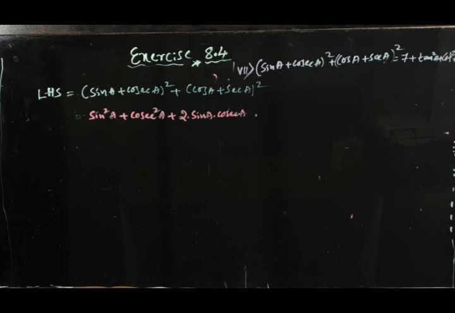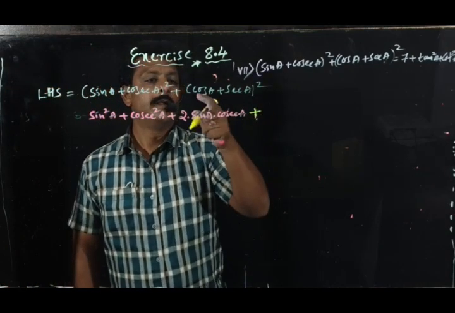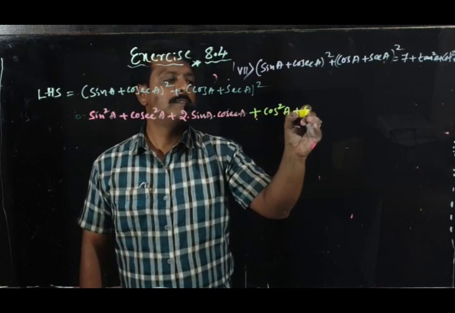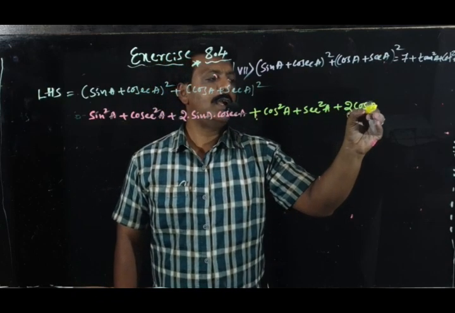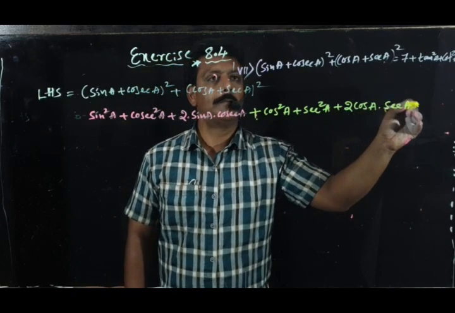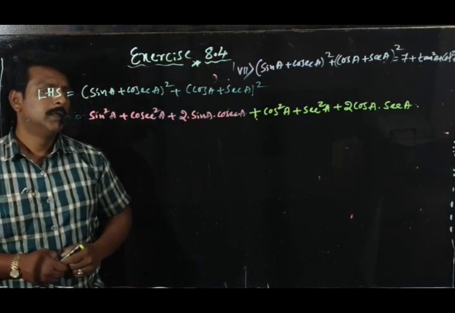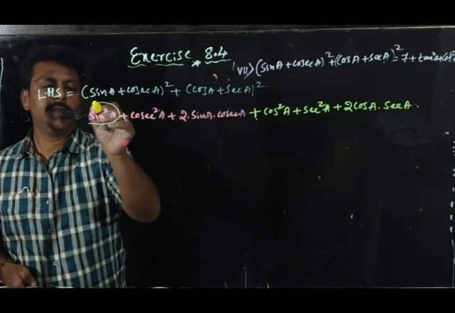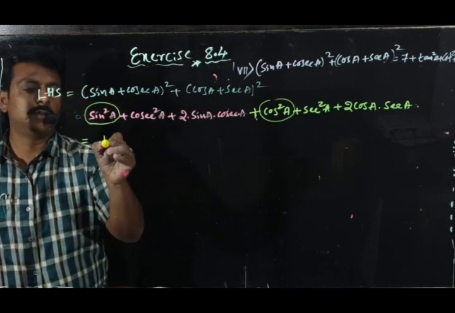Right? Next. Second bracket also I am doing same. Plus A plus B bracket square: cos square A plus sec square A plus 2 cos A into sec A. Right? There also I expanded. Next, after that, what I am doing? All of you observe. Sin square A plus cos square A, identity, no? This is equal to 1.